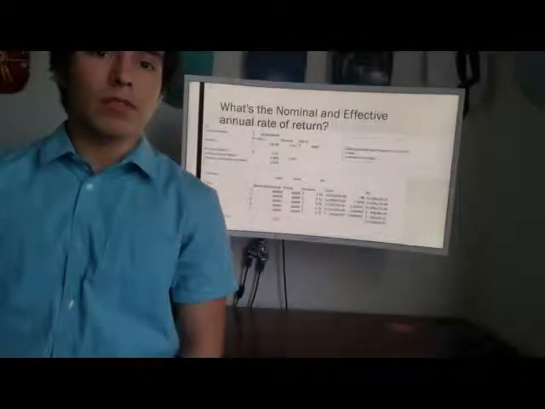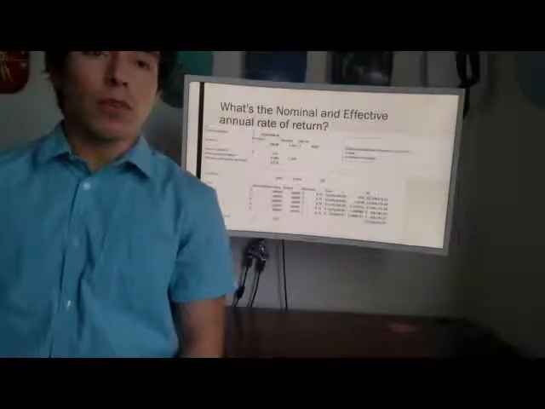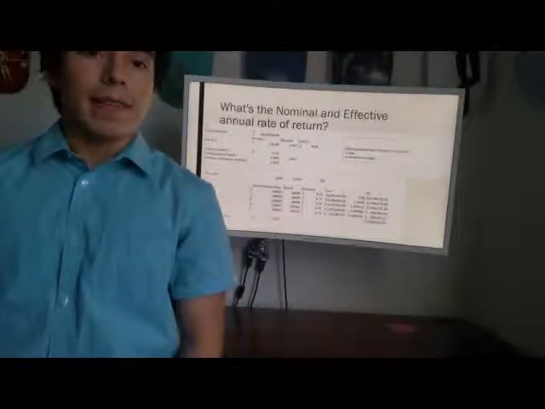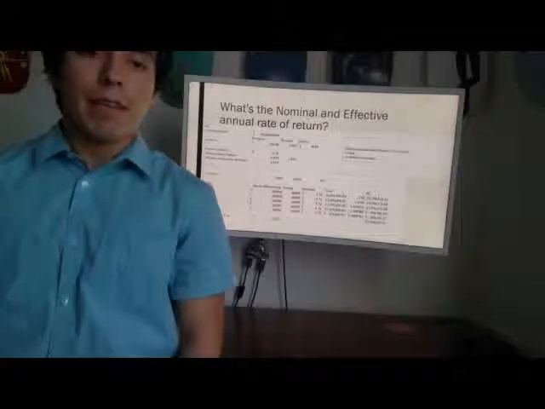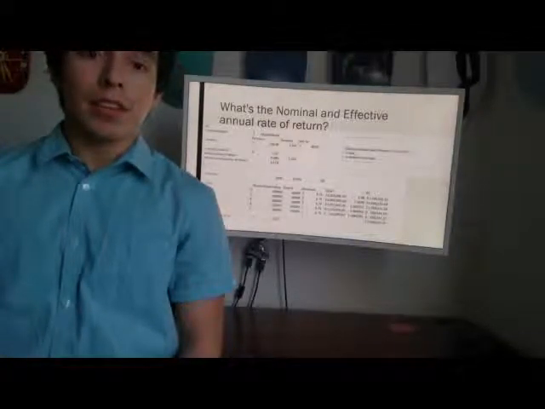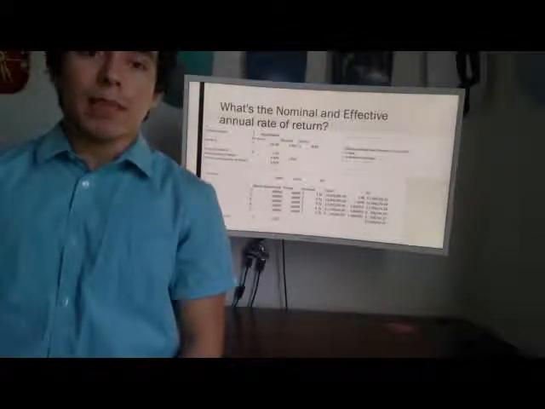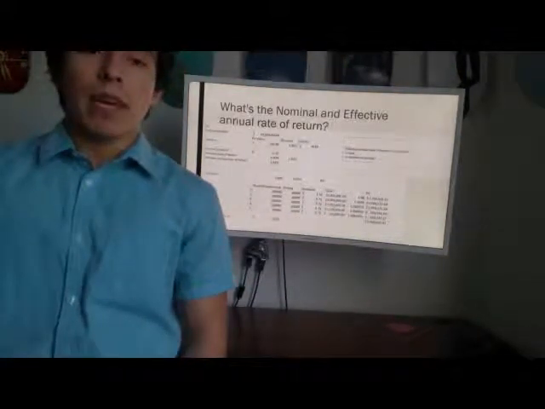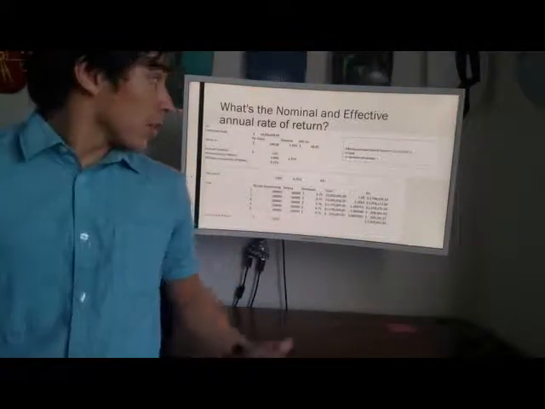The nominal rate of return is calculated by dividing the 4.32 dividend by the price of 48, and that gives us a 9% return. If we want to get the effective annual rate, that's calculated by using this formula, and after plugging in the numbers, we get a return of 9.31%.